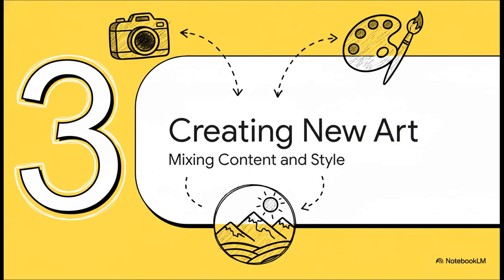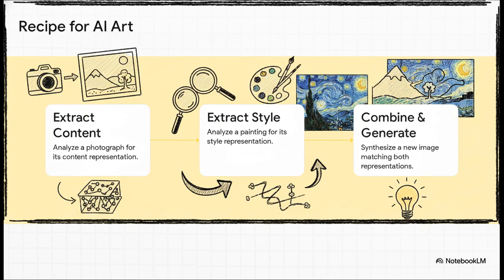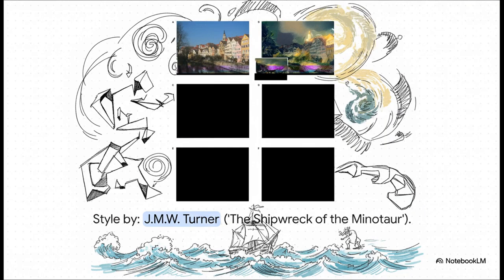So once you figure out how to isolate content and style, well, the next logical step is to start mixing and matching to create something totally new. And the recipe for this is actually pretty elegant. The algorithm takes a photograph and pulls out its content. Then it takes a famous painting and pulls out its style. And finally, it generates a brand new image from a blank slate that matches both the content of the photo and the style of the painting. The results are, honestly, just stunning.